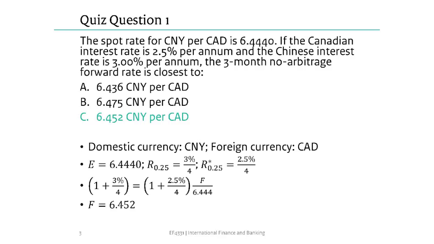All right, comments, questions on quiz question 1? This is a very typical question I could ask on the midterm. Very easy. Again, the hard part is the first step, which is identifying which currency is the foreign currency and which currency is the domestic currency. Once you establish that, you know exactly what R and R star are. Once you know what R and R star are, you just apply the formula and you can identify the no arbitrage forward price.